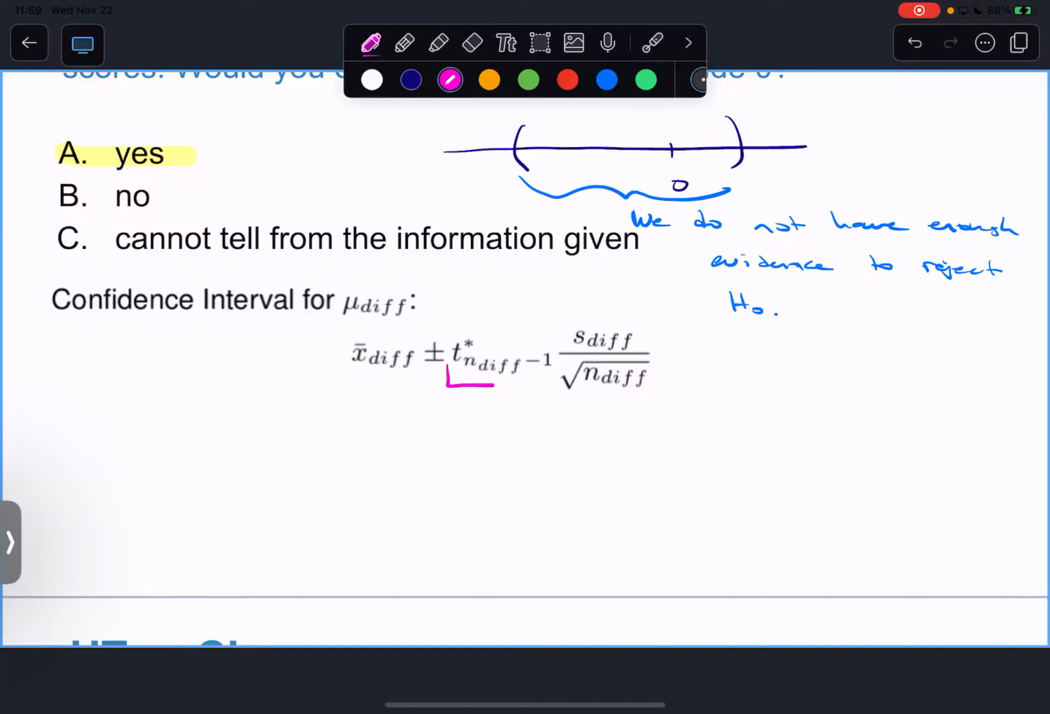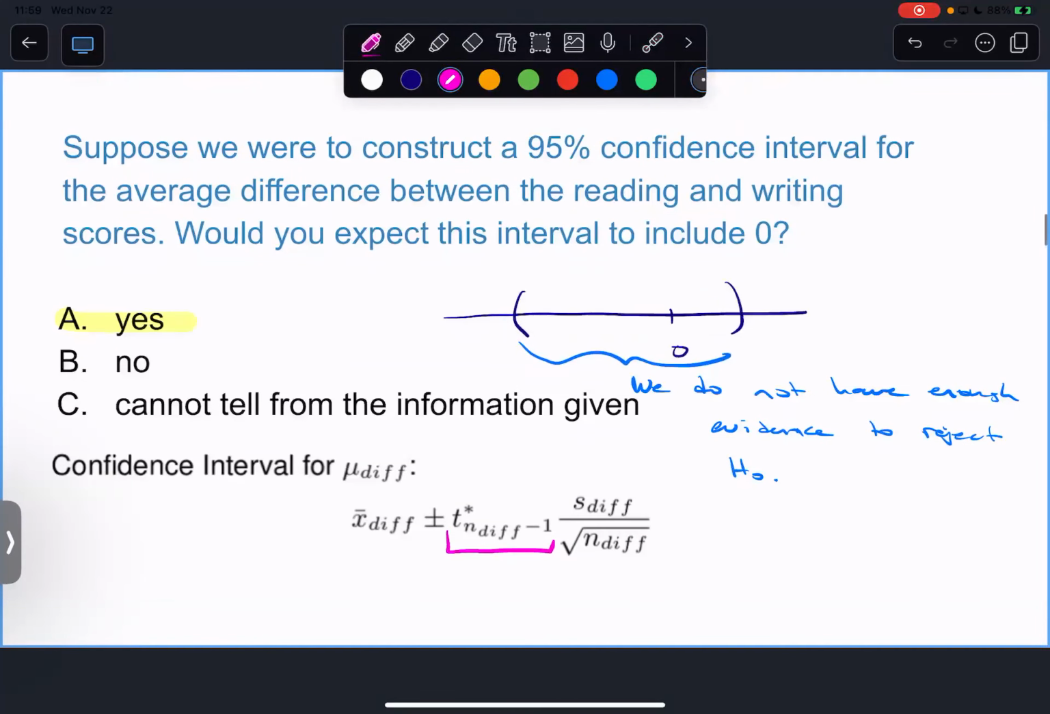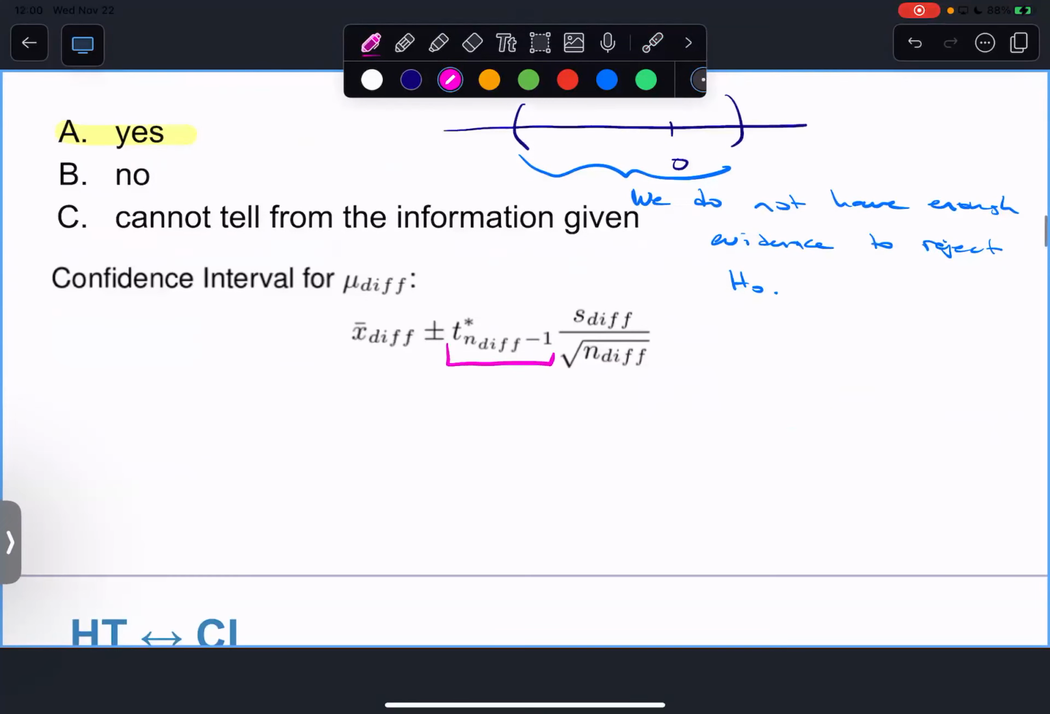But for practice, let's find that T star. So if we want to make a 95% confidence interval, we need to remember how many degrees of freedom we have. Well, degrees of freedom is N diff minus 1, which is 199, but using 100, or I should say DF equals 100.